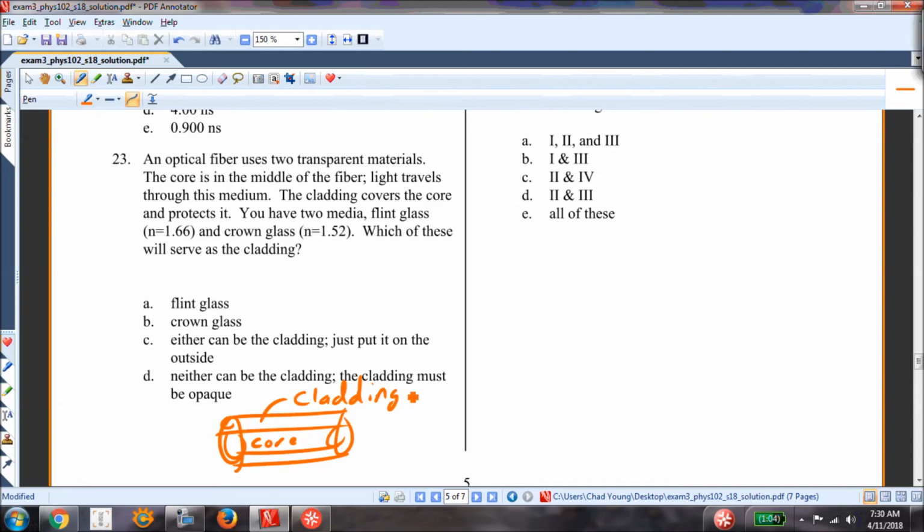Remember, the cladding has to be low n, and the core has to be high n. So the one with the lowest value for n, which is the crown glass, will be the cladding. I don't think that crown glass would make a very good cladding. I don't know if it's the appropriate material, but at least as far as the index of refraction, it would be okay.